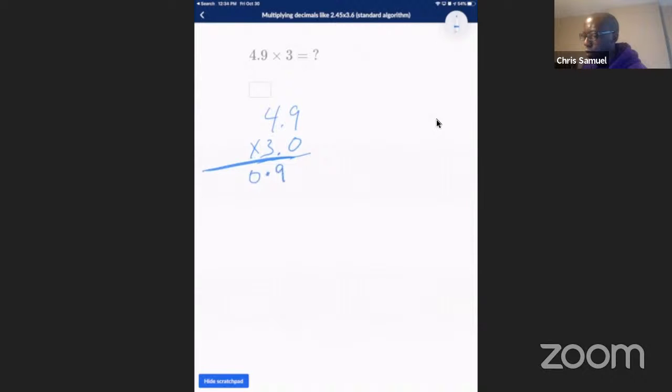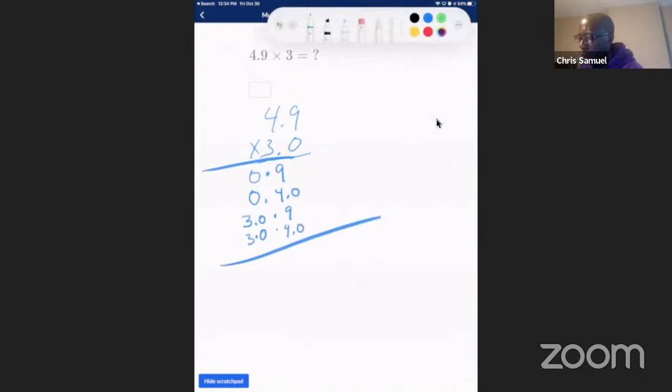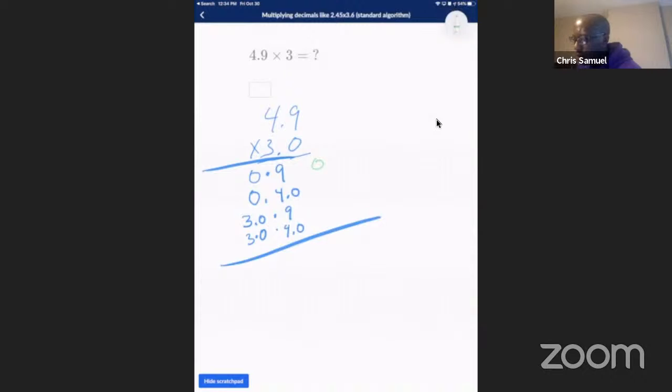So there's 0 times 9, and then we have 0 times 4.0, and we have 3.0 times 9, and then we have 3.0 times 4.0. And now we say 9 times 0 is 0. 9 times 4.0 times 0 is 0. 9 times 3.0 is 27.0. And then we have 4.0 times 3.0 is 12.0.